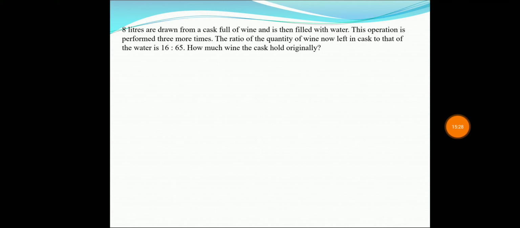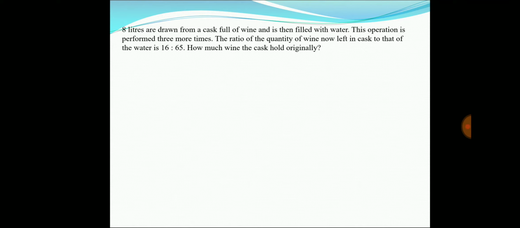So this question is totally different from the previous question, correct? Because in the previous questions they have given us the total quantity, but here they have not mentioned the total quantity. Instead, they've said 8 liters was drawn off and is replaced with water, and the operation is repeated 3 times. So the ratio is 16 to 65. They've not given anything more. They've just told 8 liters is removed. So how do I get to the answer for this?